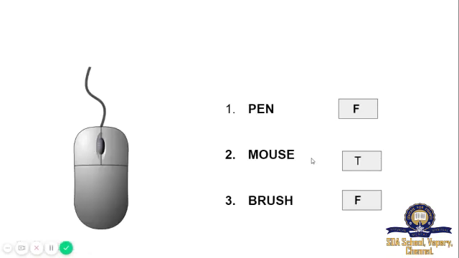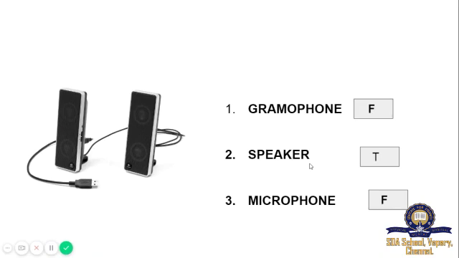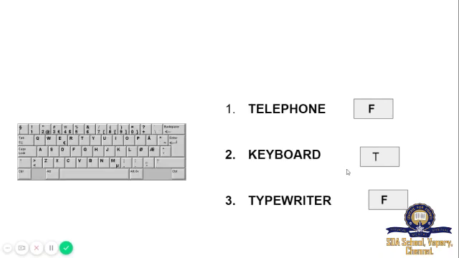Next. Pen, mouse, brush. Which one is the right answer? Mouse is the right answer. Next, gramophone, speaker, microphone. Which one is the right answer? Speaker is the right answer. Then the final one, telephone, keyboard, typewriter. Which one is the right answer here? Keyboard is the right answer.